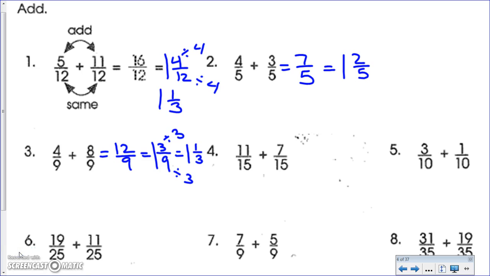For 4, we have 11/15 plus 7/15, so we get 18/15 to start with. Then we take the improper fraction to a mixed number, and we get 1 and 3/15. Then we know we can simplify and divide 3 and 15 by 3. So we're going to divide them both, and we should get 1 and 1/5.